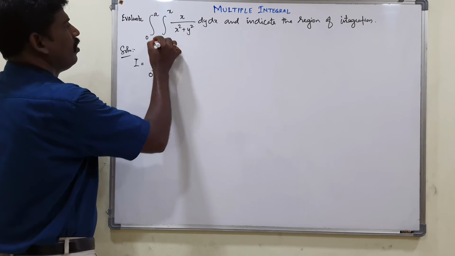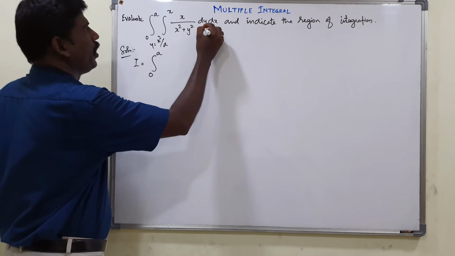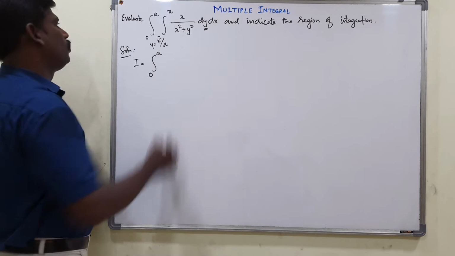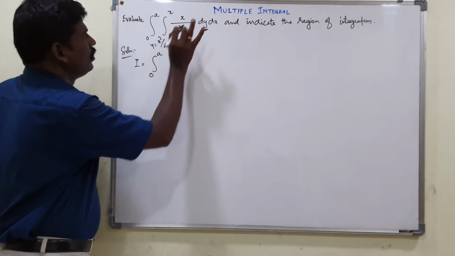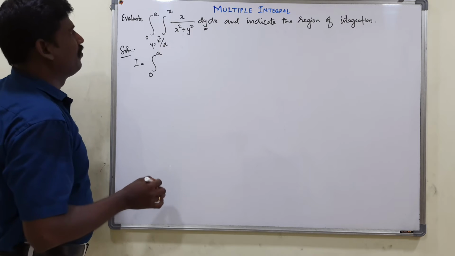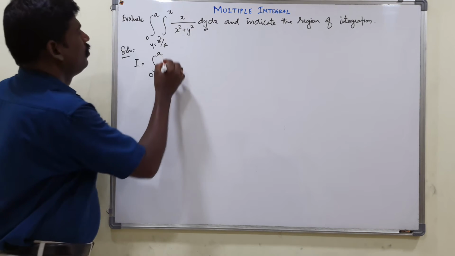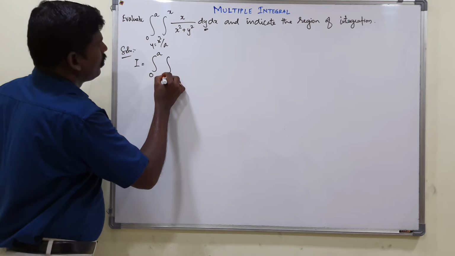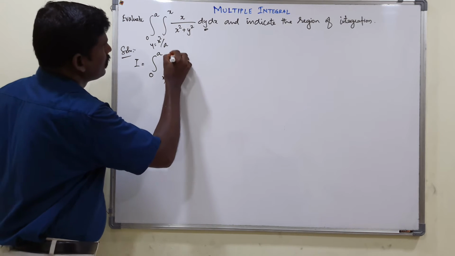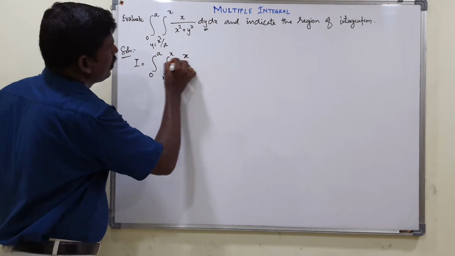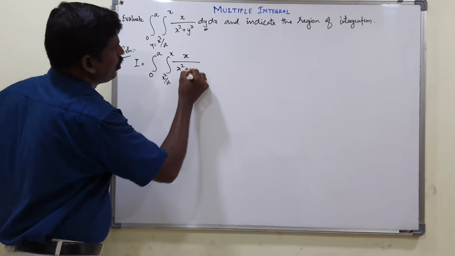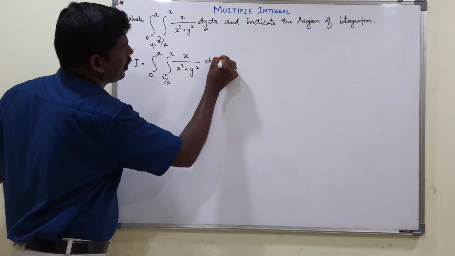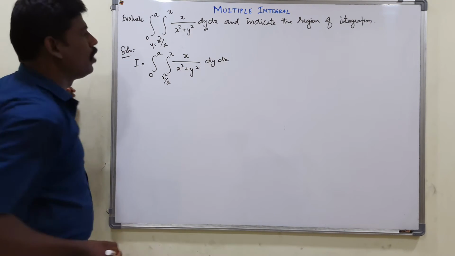It is the function of x, so this can be treated as y. Limit for y, integral with respect to y comes first. So this integral is in correct form. Okay, right? So integral x square by a to x of 1 by x square plus y square dy dx. We are going to integrate y first.